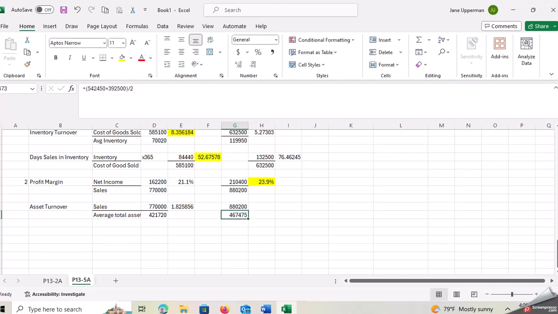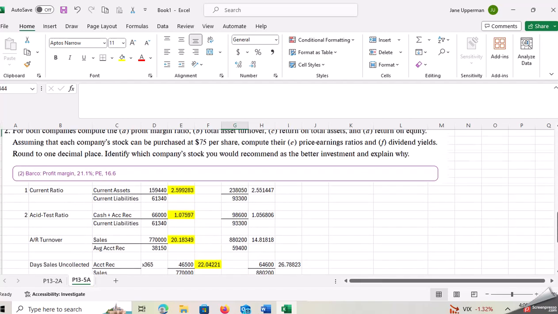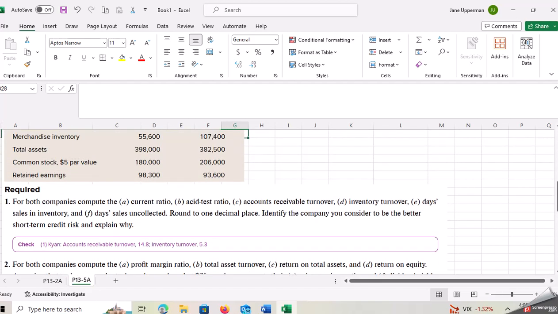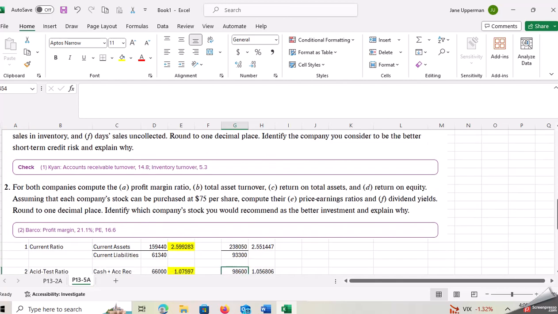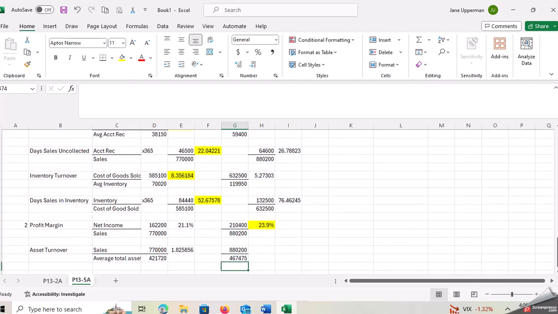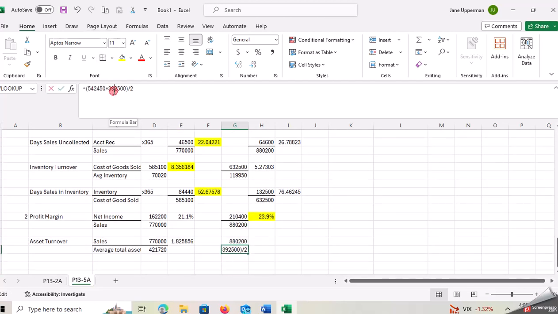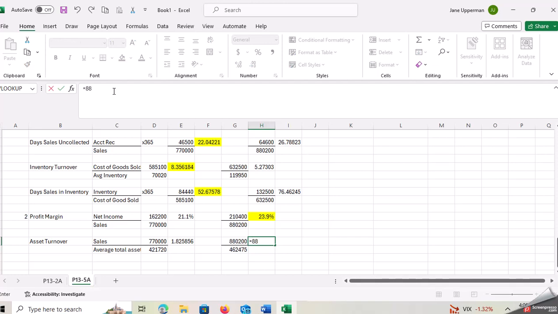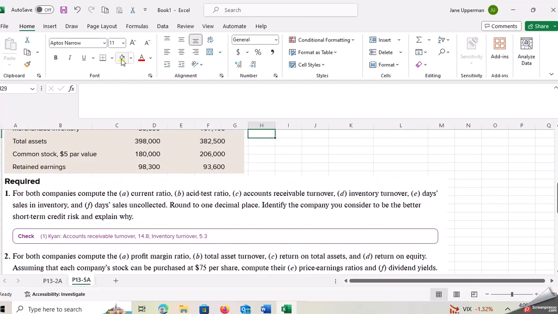But let me go double check that. 392,500, I could be totally wrong on that. It's 382,500. So come back down to my formula. Okay, so our average is 462,475. So then now the formula: 880,200 divided by 462,475, the average, gives 1.9. So again, the more times it turns over, the better. So that one is a little bit better for the other company.